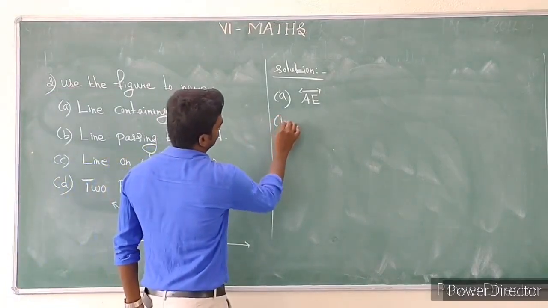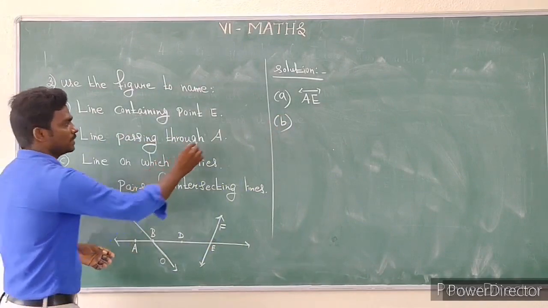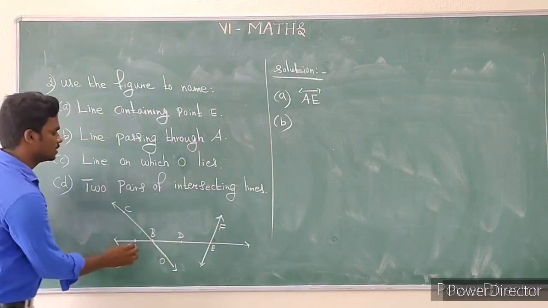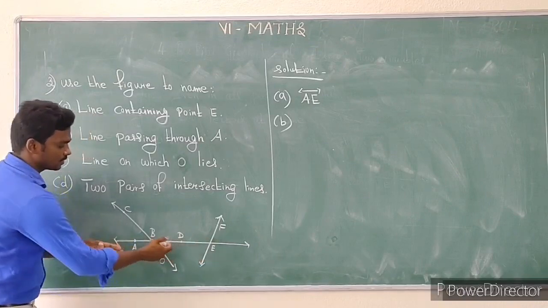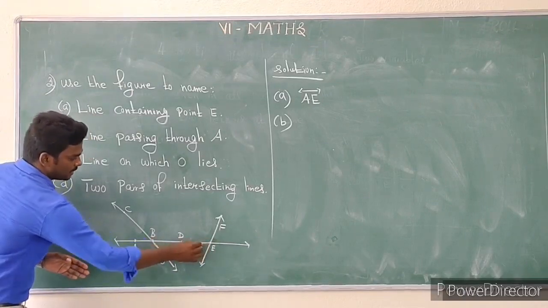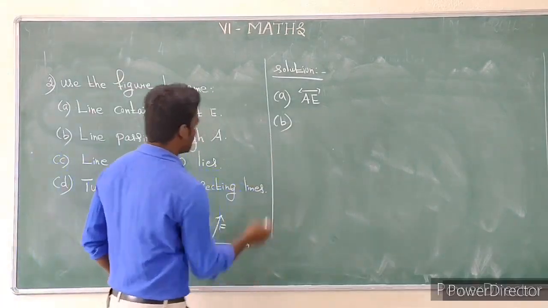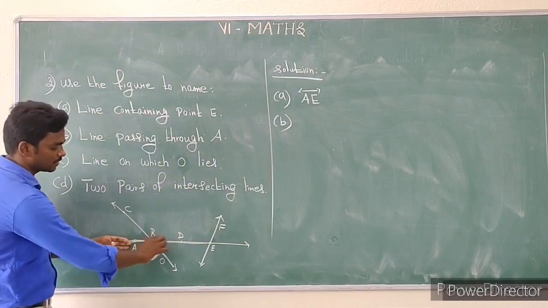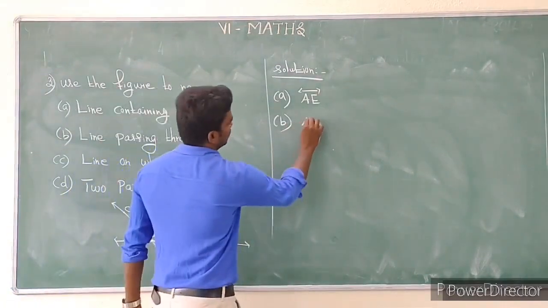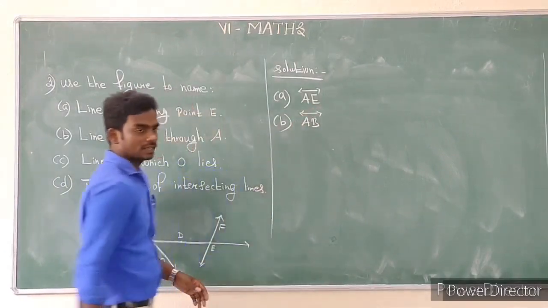Next, a line passing through A. Passing through A means what? Where is the point A? So which line is passing through A? This line AE is passing through the point A. So we can write AE, or AB also. AB is a line which is passing through the point A. We can write any one line, right?